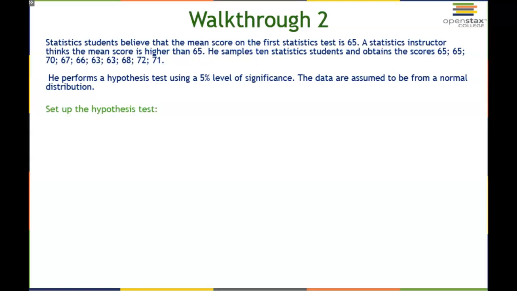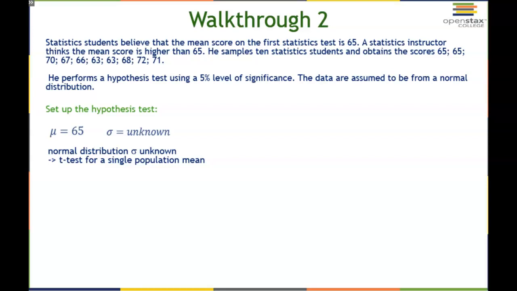First things first, let's set up this hypothesis test. We've got to pull out the information we know, and there is some information we're going to have to calculate. What is the mean? The population mean, we're going to be testing against 65. The mean score on their first statistics test is 65. What is our standard deviation of the population? Nowhere in the problem does it give us our standard deviation for the population. So right then and there, we should know we're going to have to run a t-test. So we have the mean, but we don't have the standard deviation, so we've got to run a t-test. We do know our sample size n is 10.